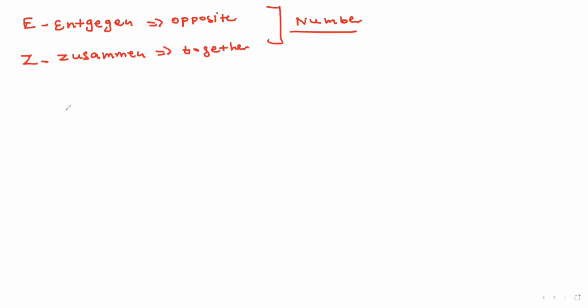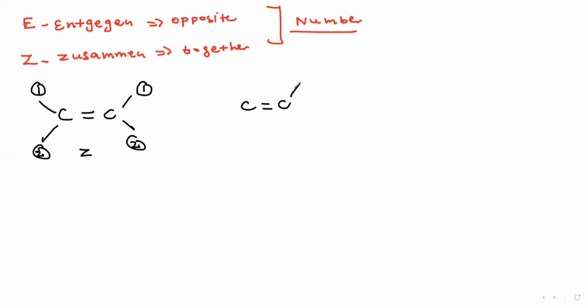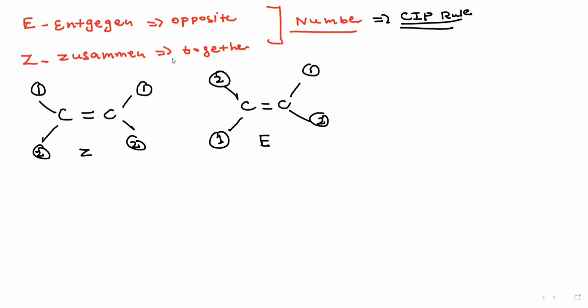See, I give the example for you. Take this example, the carbon-carbon double bond. I assign the CIP rule using numbering. Here 1, here also 1. Here 2, here also 2. Now the 1s are on the same side, therefore this is Z isomer, together. Similarly, for the other double bond carbon, here 1, here 1, here 2 and here 2. The 1s are opposite and the 2s are opposite, therefore this is E isomer. How to do the numbering is based on the CIP rule. Using the CIP rule, I assign the numbering for the molecule.